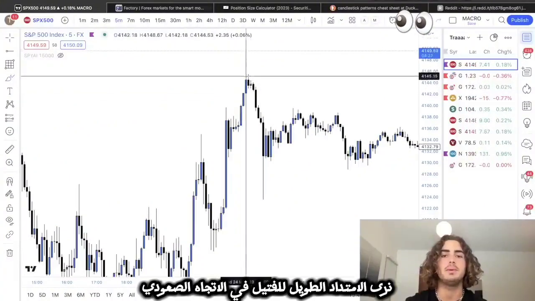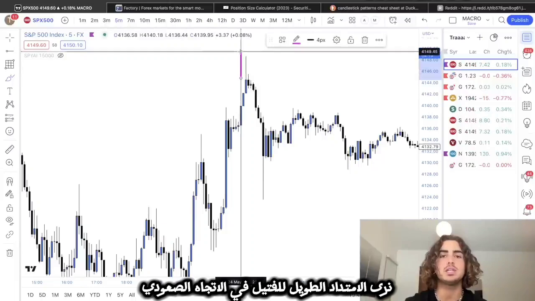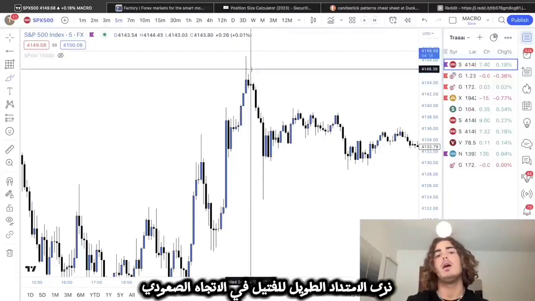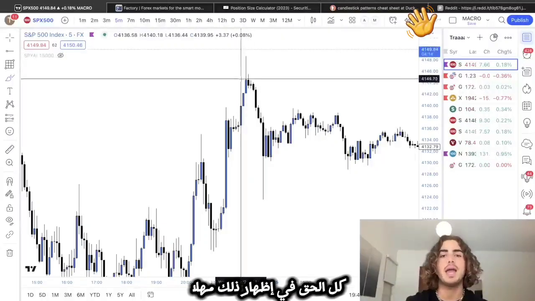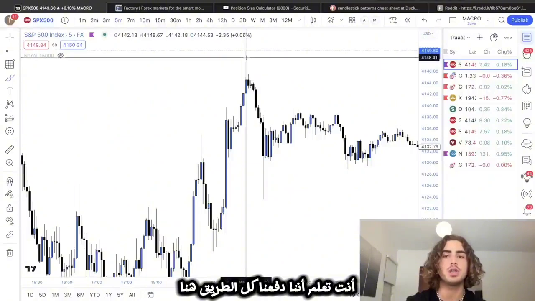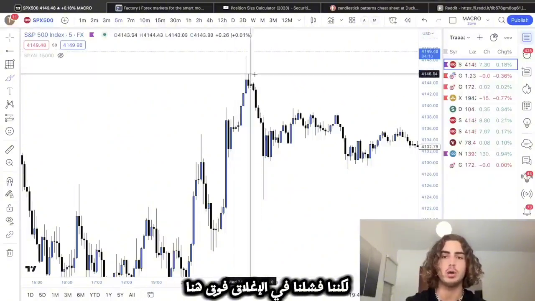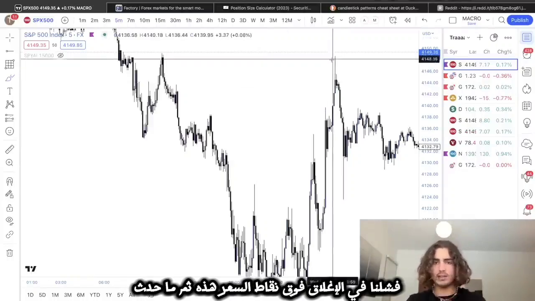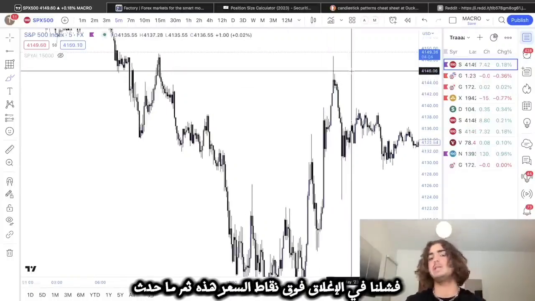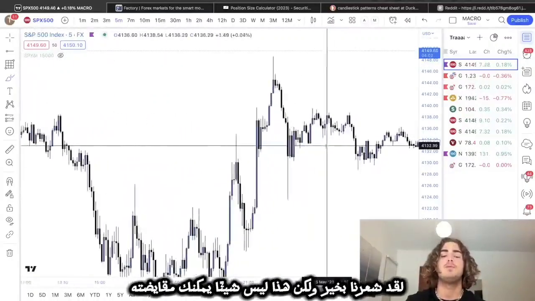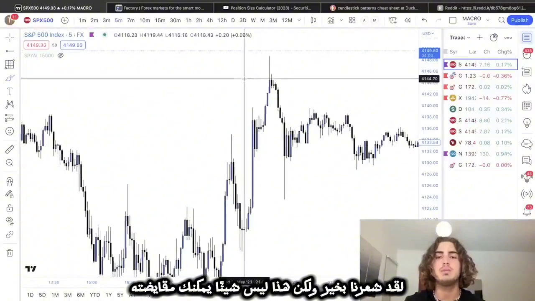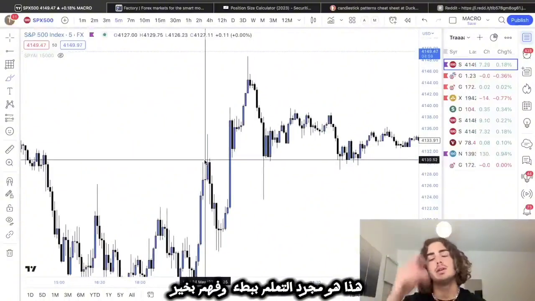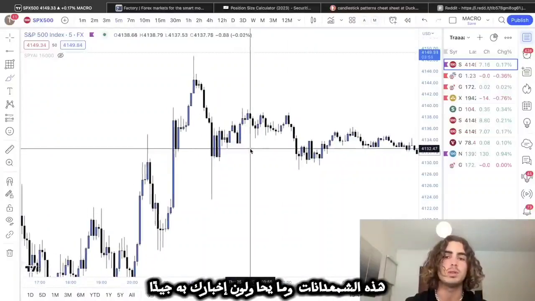again, right, we see the long extension of a wick to the upside, showing that, hey, we pushed all the way up here, but we failed to close above here, right? We failed to close above these price points, and then what happened? We fell, okay? But this is not something you take a trade off of. This is just slowly learning and understanding these candlesticks and what they're trying to tell you.